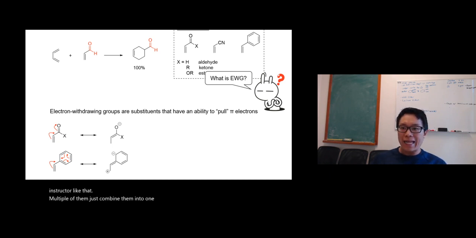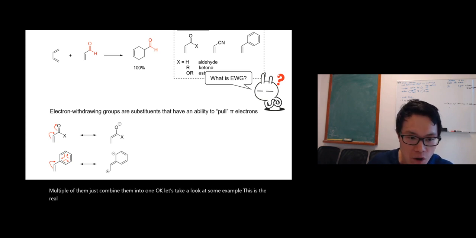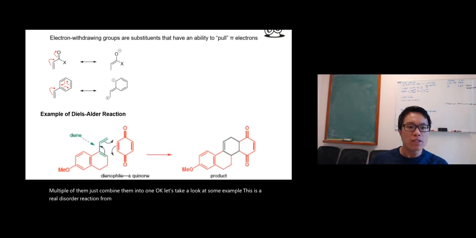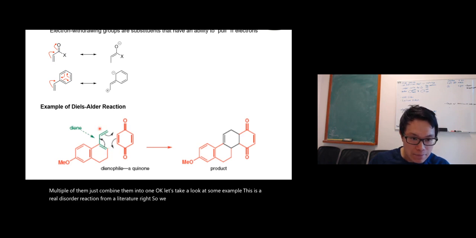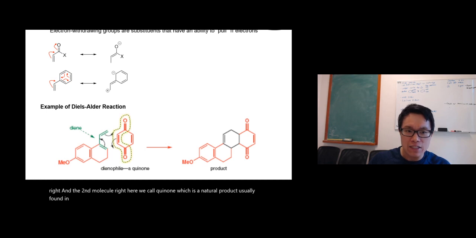Okay, let's take a look at some examples. This is a real Diels-Alder reaction from literature. All right, so we have this diene, just part of this molecule. And the second molecule right here we call a quinone, which is a natural product usually found in nature. All right, that is your dienophile.